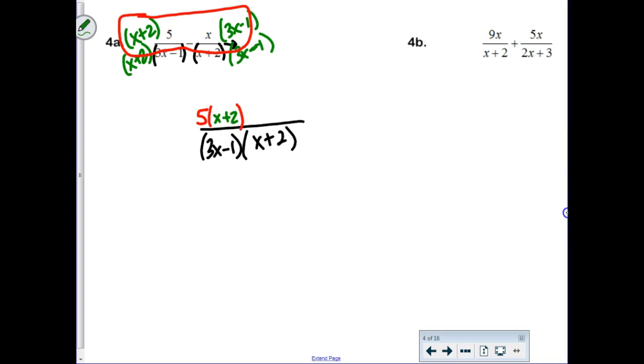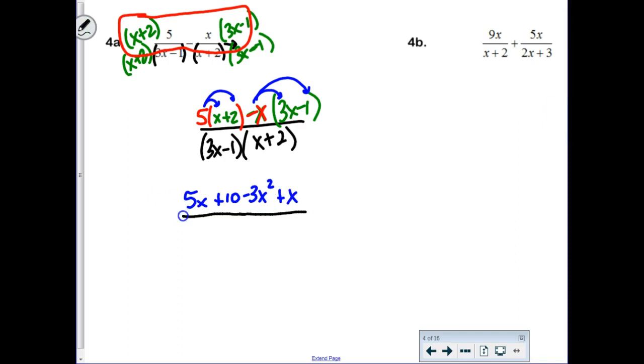And then I'm also going to take the negative x, and we're going to distribute that to the 3x minus 1. I don't know why I'm switching colors so weird. Get my colors under control. Here we go. Now we're going to distribute 5 into his parenthesis set, and careful, this is a negative x into that parenthesis set. So our numerator becomes 5x plus 10, and then we have a minus 3x squared, and then a plus x.